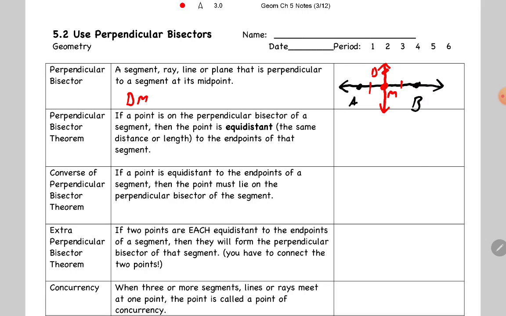So DM is the perpendicular, remember perpendicular is that side, bisector of AB. Okay? Perpendicular bisector also makes right angles. So 4 right angles there.